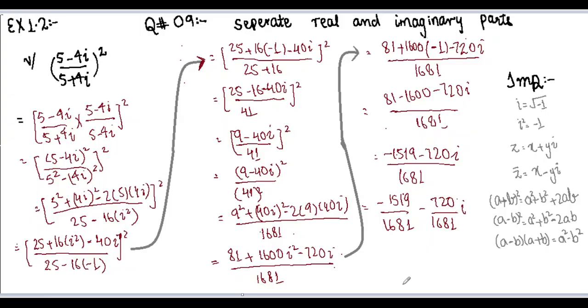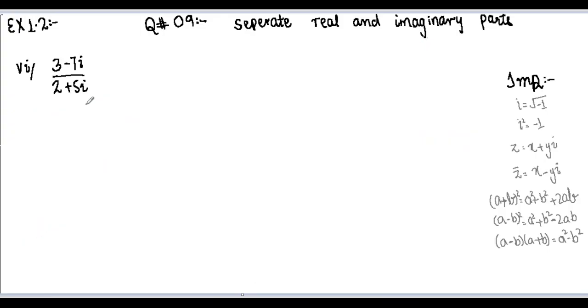Now moving towards the next part. The next part says 3 minus 7 iota whole divided by 2 plus 5 iota. Now we have to rationalize it. It's the simplest part amongst all of them. How do we rationalize? We multiply and divide it by the conjugate of the complex number written in the denominator. So its conjugate is 2 minus 5 iota as we change the sign of the imaginary part.